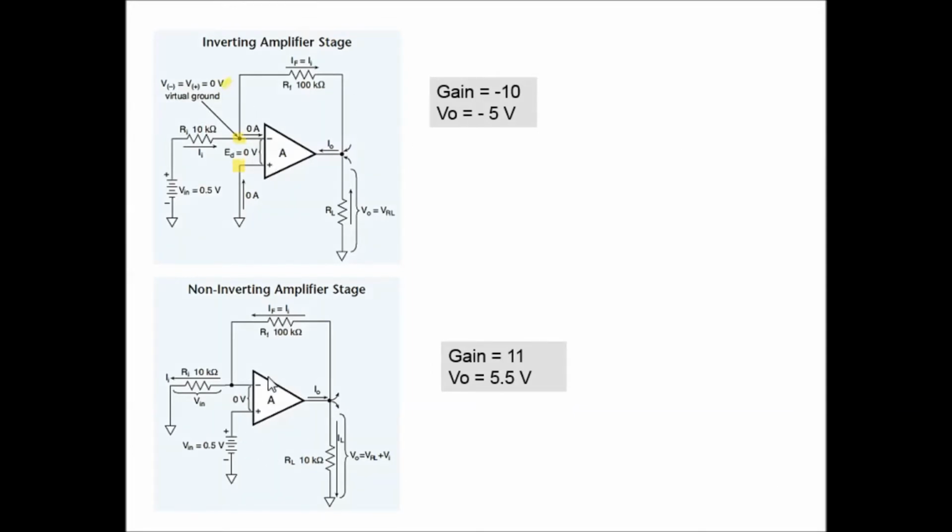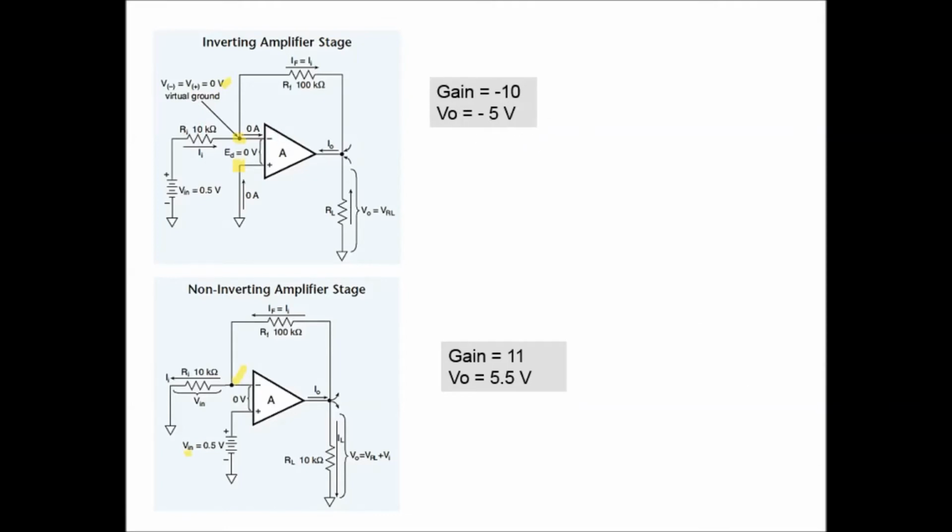Now let's look at this one. Again, no current into the op-amp, and this node is directly connected to this voltage V in, which means that this node will also be equivalent to V in. So this node will be equivalent to this value of voltage. You need to do nodal analysis in order to get the value of the gain and the value of V out.